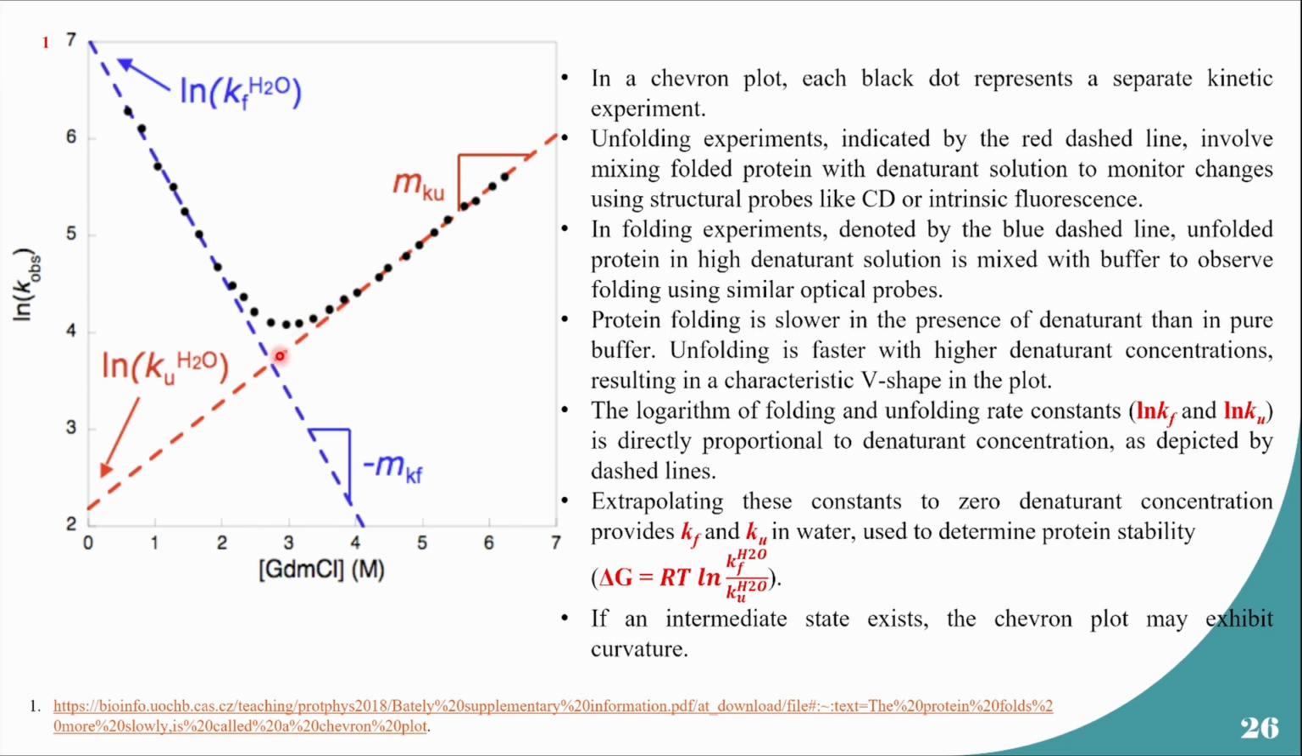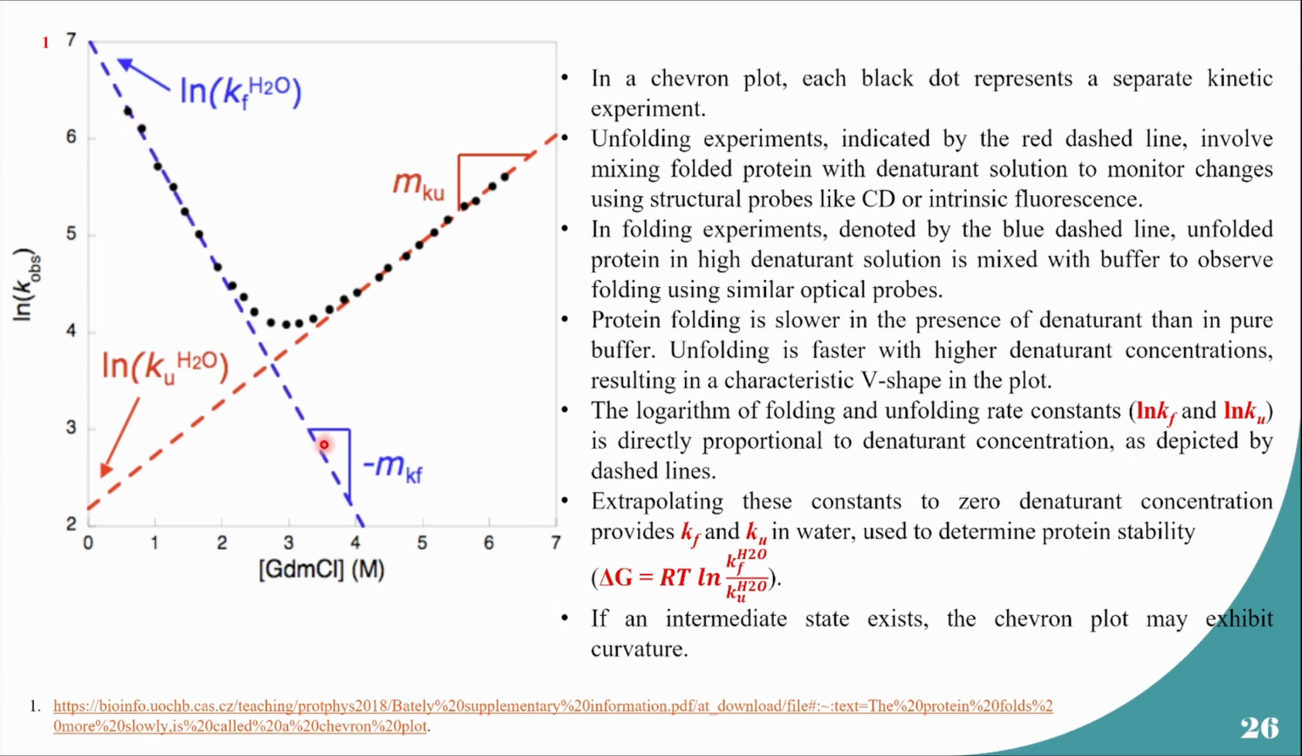And also extrapolated to a much lower concentration of the denaturant. So this red line is indicating the unfolding experiment. Okay. So you have to monitor the changes with something like CD, circular dichroism, or fluorescence, right? In folding experiments, it is kind of a reverse. So it is indicated by this blue line here, and whatever black dots are coming inside this blue line are part of the folding experiment.